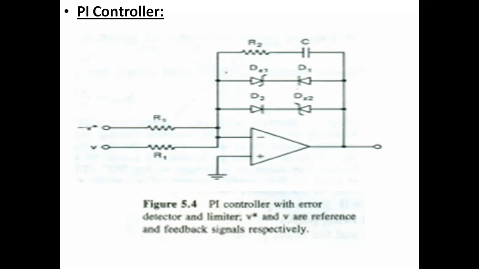Next, if you want to employ this in the speed loop, it will restrict the maximum positive and negative values of the current reference. If you take only a single quadrant drive, a negative current reference is not required, so diode D2 will be used instead of DZ2 and D2.